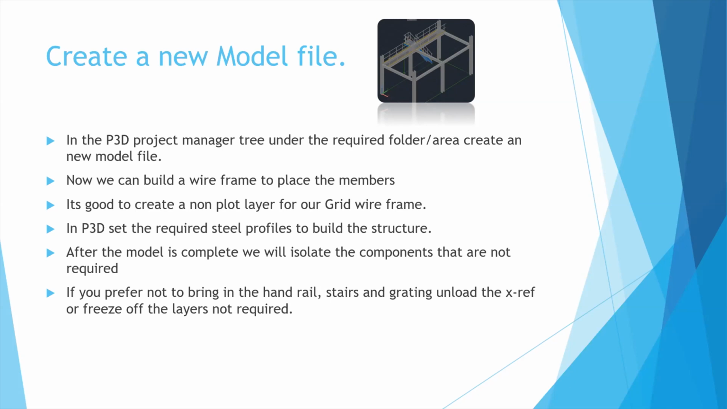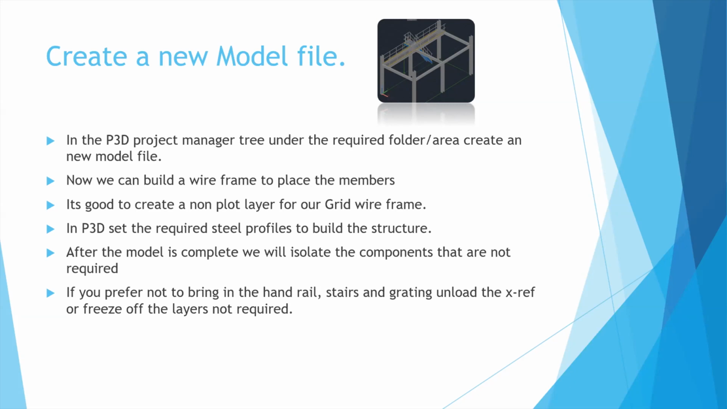Now, I guess we could build a wireframe to place the members, which I was saying before, which is a good idea. It's good to create a non-plot layer for grid and wireframe. Whether you're in Advanced Steel is probably a bit easier in some ways, but if you create a structural, I guess you could call it a detail layer where you can click things onto with literally 3D polylines, it makes it a lot easier. Set that to non-plot. You can see the green lines in the image there. In Plant 3D, set the required steel profiles to build the structure.